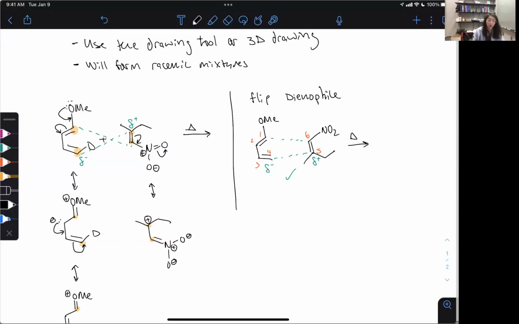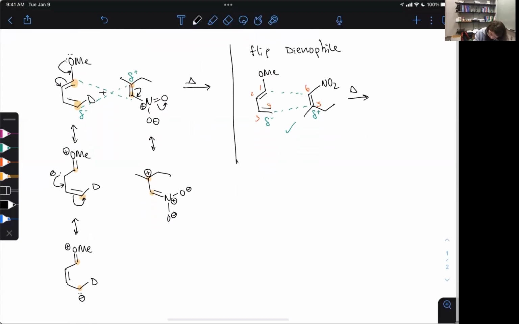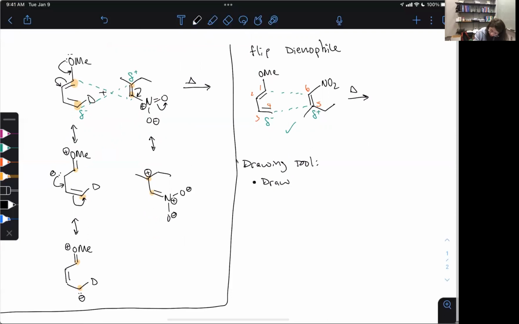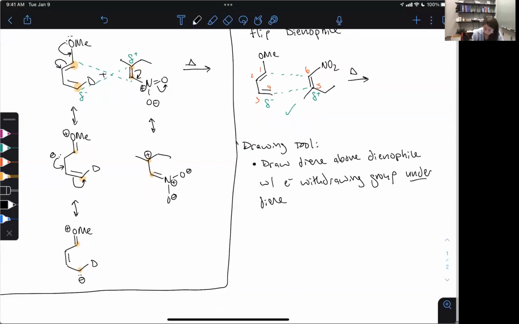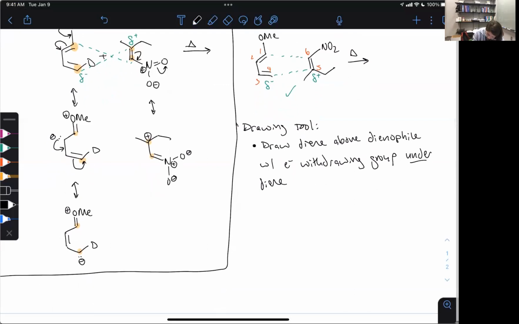Okay, so we're going to add the heat. Okay, so our drawing tool, I'm going to do it right over here. Okay, so with the drawing tool, we're going to draw the diene above our dienophile, with our electron withdrawing group under the diene. Okay, and you'll see what that means in a second here. I'm going to draw it fairly big, so I think it'll just be a little bit easier to see.